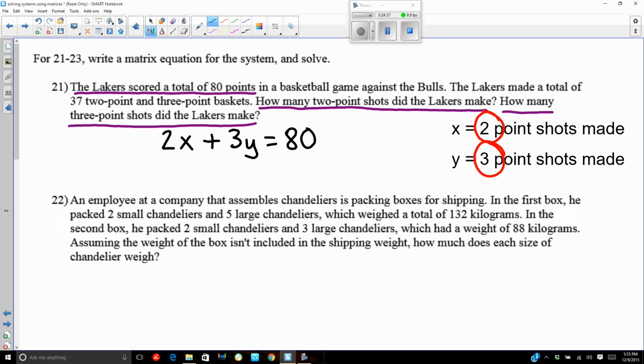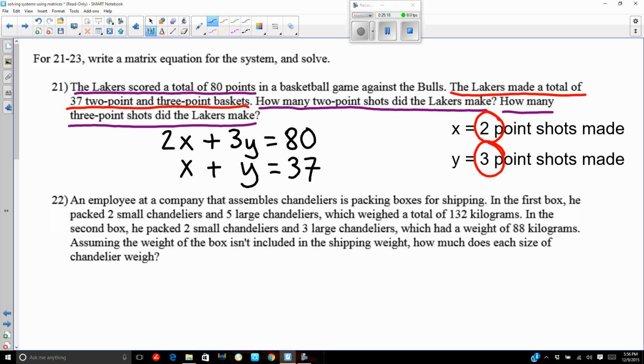So to come up with your second equation, you're going to read the next line. The next line said the Lakers made a total of 37 2-point and 3-point baskets. So all together, they made 37 shots. Now, how many of those shots were 2-pointers and how many were 3-pointers? We don't know, but we do know that if we took the sum of x and y, the 2-point and 3-point shots, it should equal 37. So that's the setup for this problem.